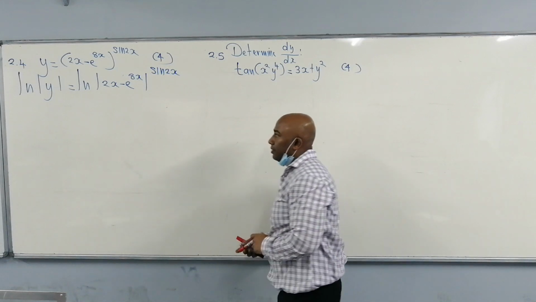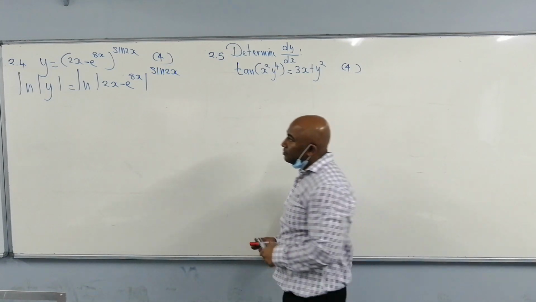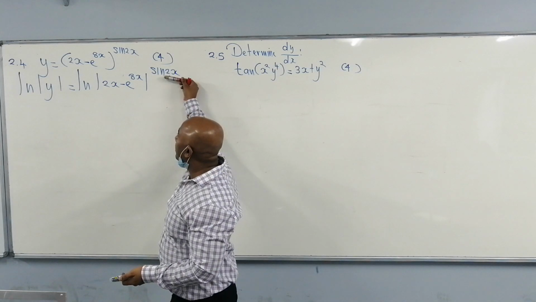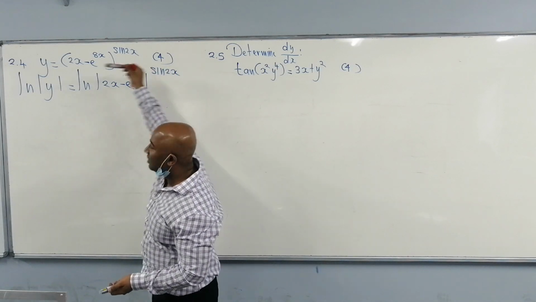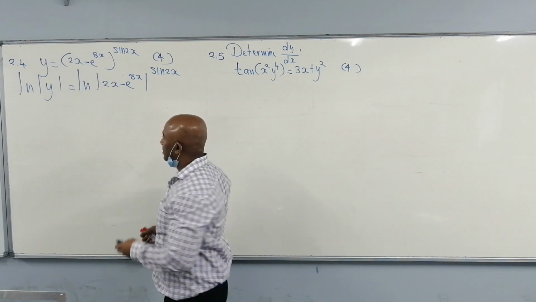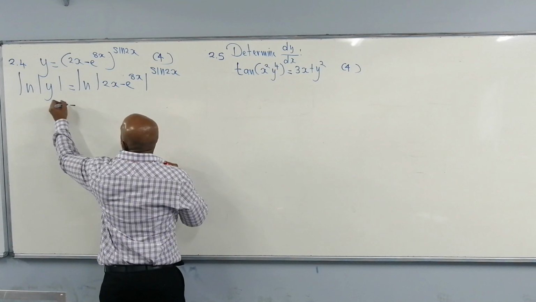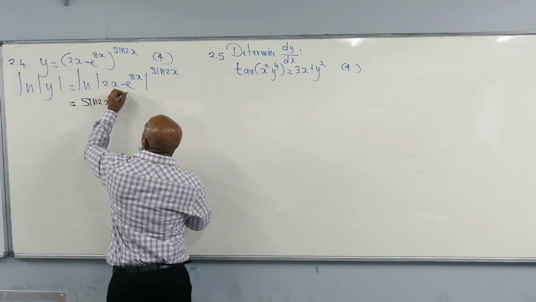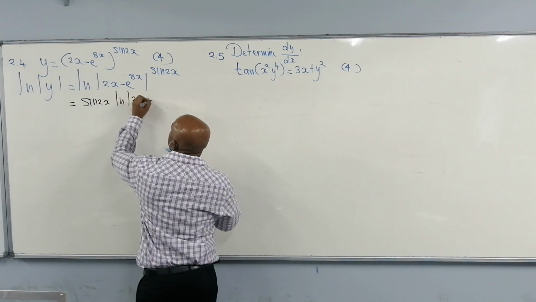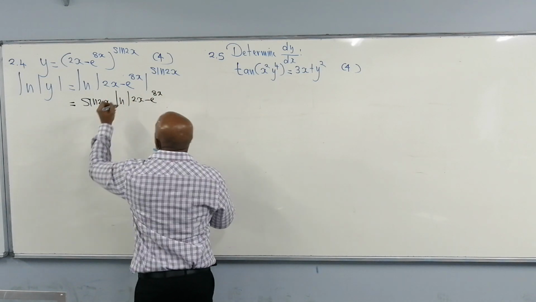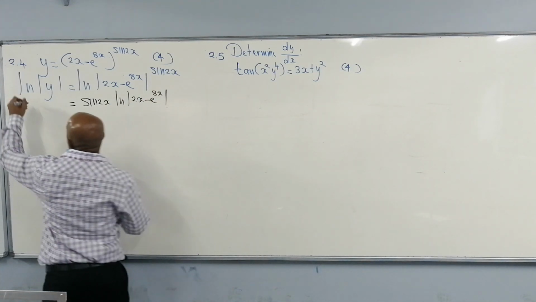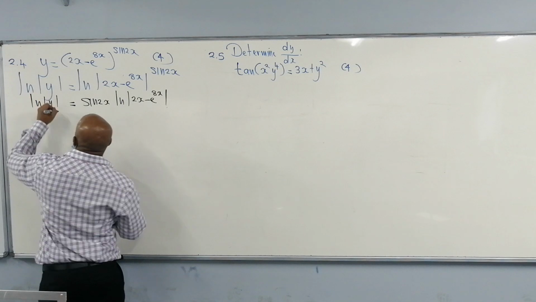Right, so now, once you introduce ln on both sides, we know from your logs that you can bring down that exponent. That's going to be sine 2x times ln of 2x minus e to the power 8x. That's all on the left hand side. We've got just ln of y.